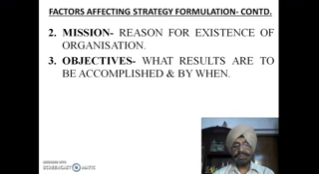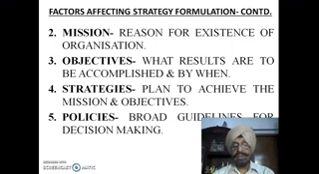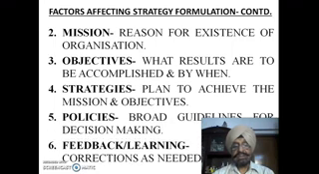The next point was the objectives. What results are to be accomplished and by when. So these two things are important. What results and by when. The third is the strategy. To achieve those results, what are the plans to achieve the mission and the objective. And then the program, policies, broad guidelines for decision making. So these are 5 factors that are there. Then 6th is, after that, feedback and learning, so that we can make a correction as and when needed for that.